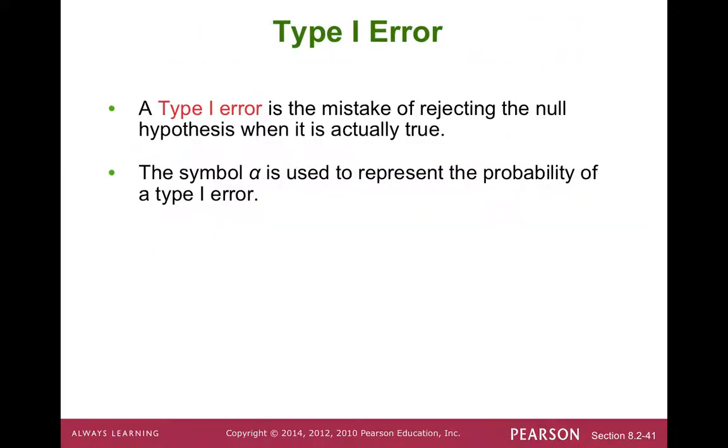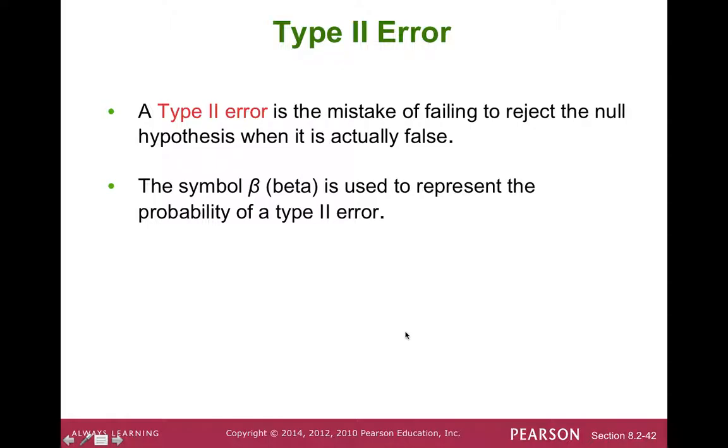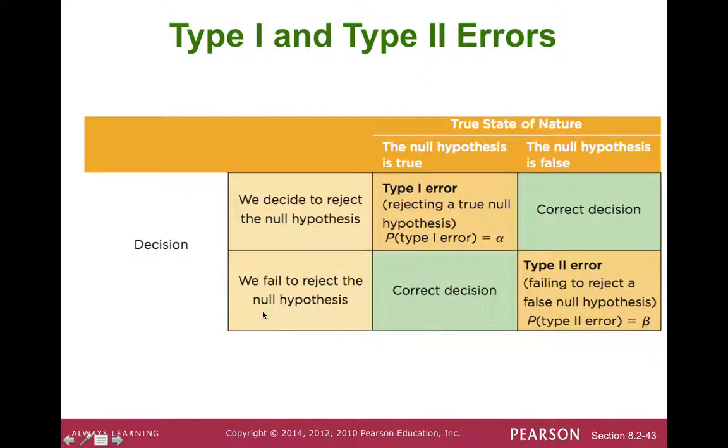There are a couple of different types of errors that you can make in hypothesis testing. The first one is what's called a type 1 error. A type 1 error is basically the mistake of rejecting the null when it's actually true. And this is the symbol that's used to designate it. A type 2 error is when you fail to reject the null, but it was actually false. And they use this beta symbol to represent that type of error.